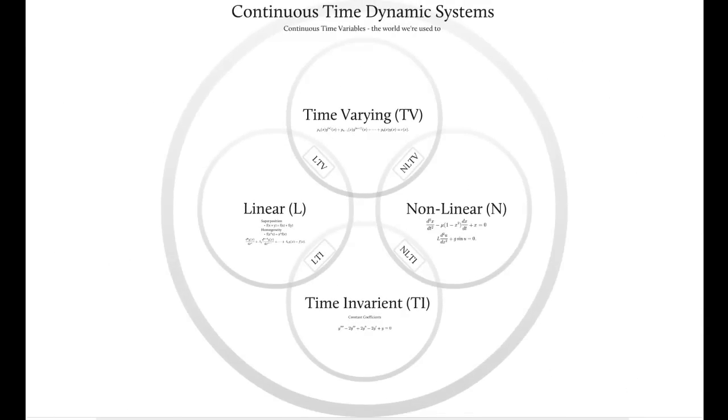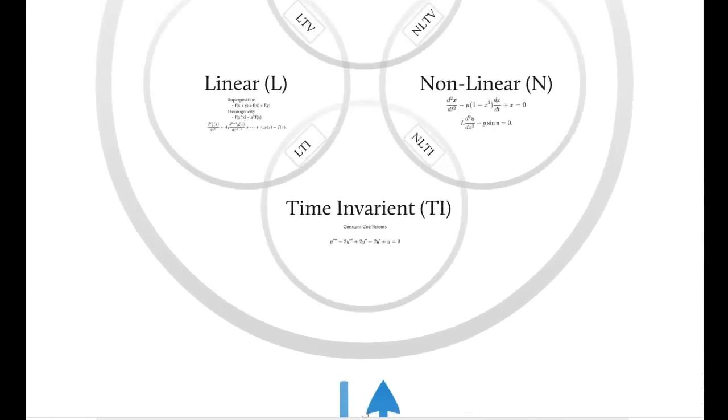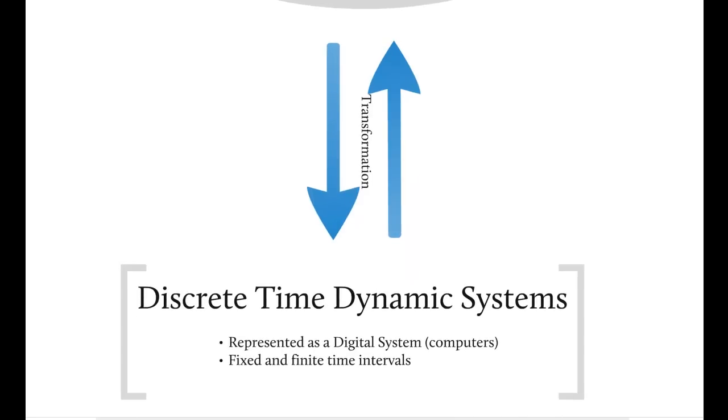So that's the continuous time world, and another way of looking at the world would be what we would refer to as the discrete time dynamic systems, or discrete time world. And there's transformation involved, and you can go back and forth between continuous and discrete time systems. We're not going to spend a lot of time in discrete time systems here because most of the dynamic systems we deal with are continuous in nature.